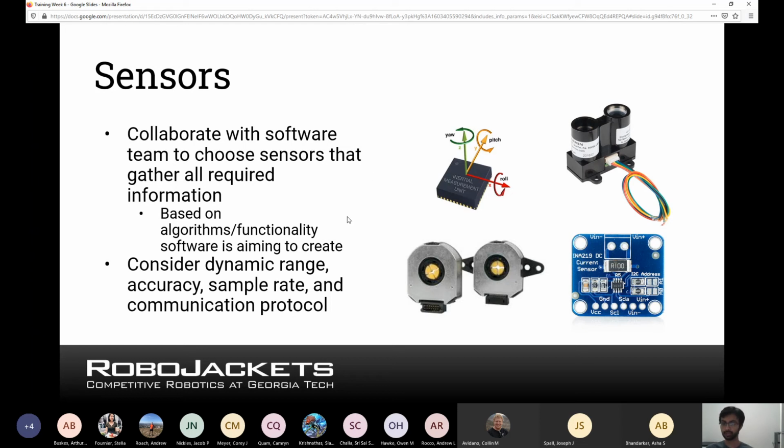So here you want to consider the dynamic range, which is the minimum and maximum measurements of your sensor, the accuracy, the sample rate, which is how fast you can measure from that sensor, and then the communication protocol. The communication protocol, you should choose it so that it's more convenient for your circuit board design. If you choose one that you don't really use or don't have experience with, you're going to have a harder time doing it in the end. And you should choose one that your microcontroller is capable of easily supporting.